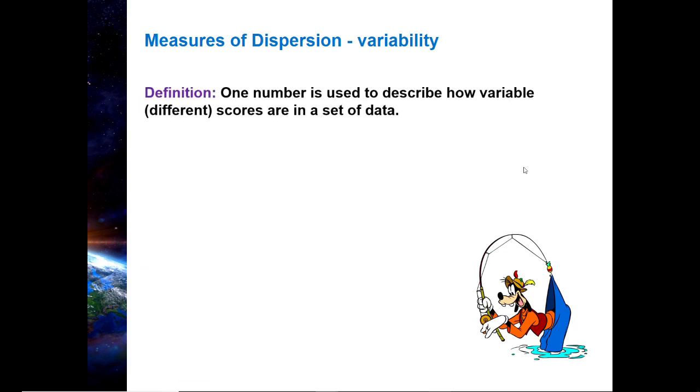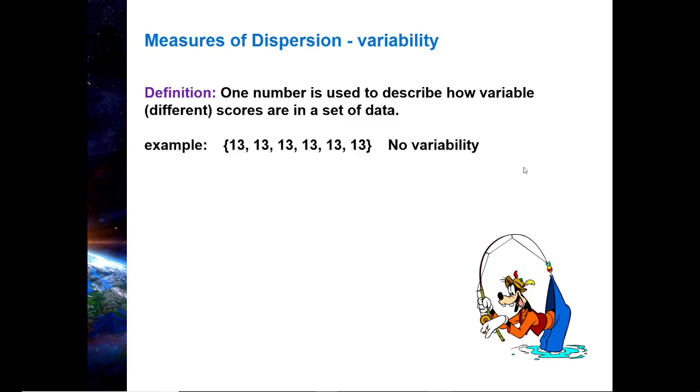All right, so what is a definition for variability? One number is used to describe how variable, that means how different, scores are in a set of data. So much like the mean was a number to describe a typical or representative number from a larger data set, here again we're trying to come up with one number to describe how variable the numbers in that data set happen to be. Let's go through some examples.